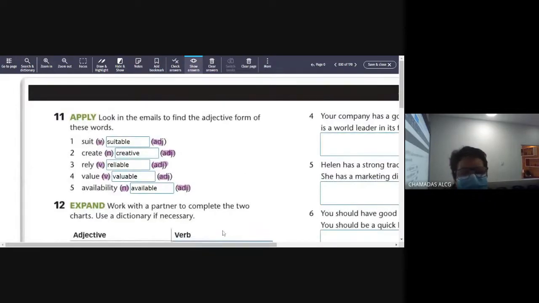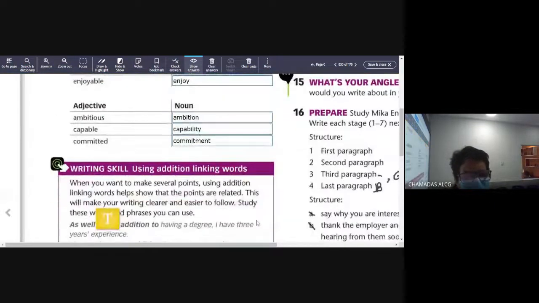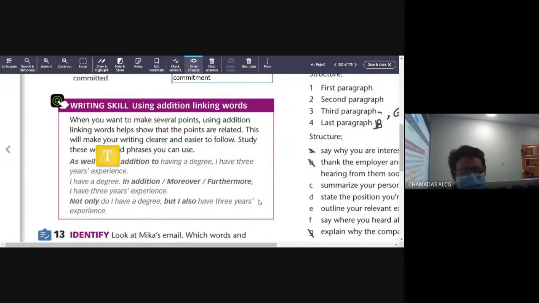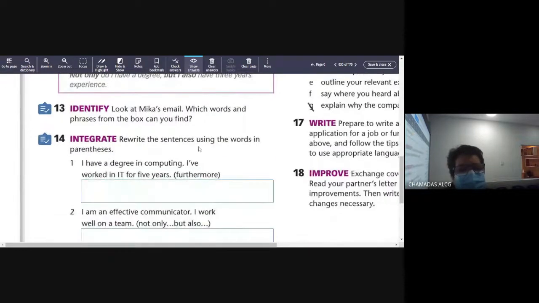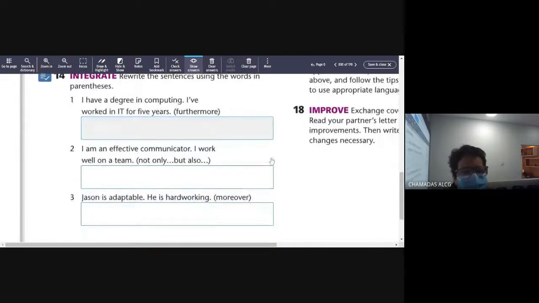So we are checking addition linking words. All right. This is what we are doing. Now rewrite the sentences using the words in parentheses. So let's try to do numbers 1, 2, and 3. You know what you have to do, right? Be careful with the punctuation. So the first one would be something like, how can we do the first one?